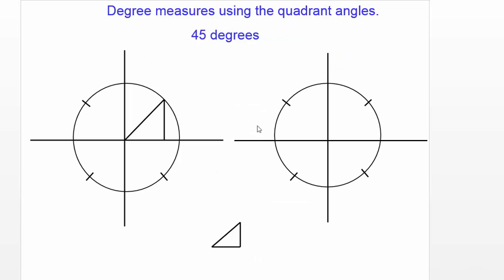All right, now we want to go ahead next and look at degree measures using these quadrant angles, and I'm going to call this 45-degree increments. So we've already gone all the way around. Now we're going to cut these 90-degree angles in half, and we're going to see what happens. If we go half of 90, right in the middle here, we would get a 45-degree angle. And of course, if we keep adding 45, we'll get 90. Another 45 will give us 135.